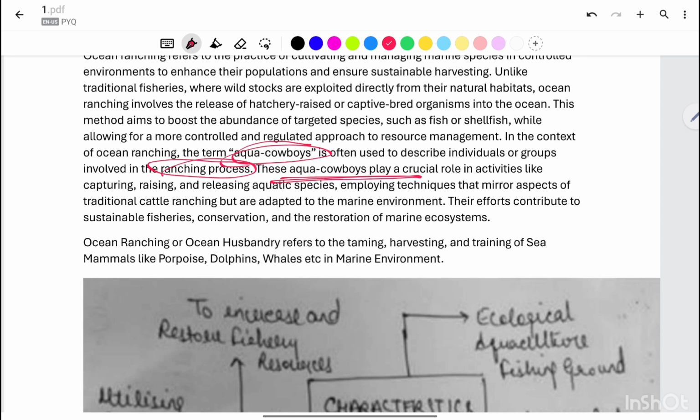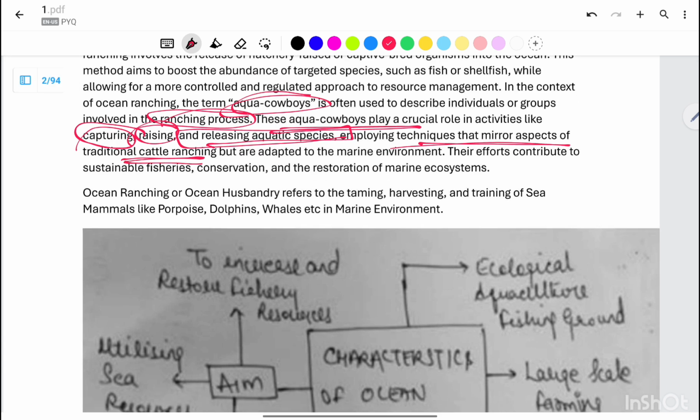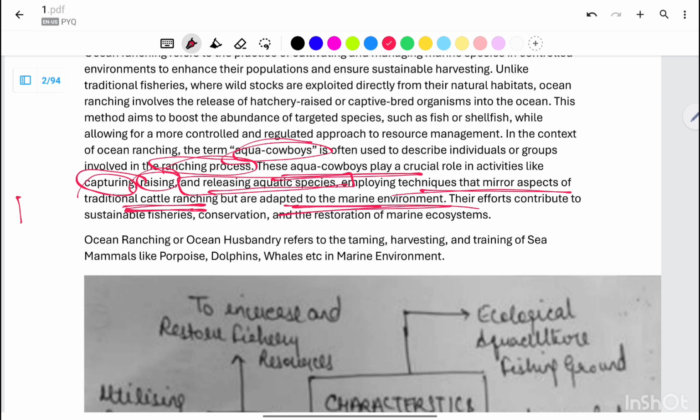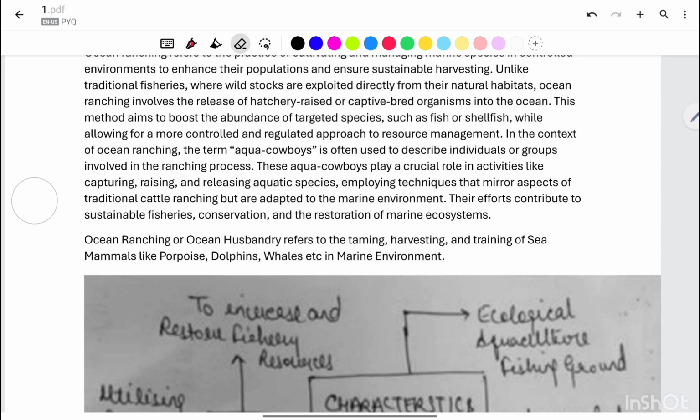Aqua cowboys play a crucial role in activities like capturing, rearing, and releasing the aquatic species, employing techniques that mirror aspects of traditional cattle ranching but adapted to the marine environment. What you do for cattle livestock, you need to do in a more or less similar process in the marine environment. So cattle ranching is the term you have to correlate with, because you have aqua cowboys and this is ocean ranching: cattle ranching adapted to the marine environment.